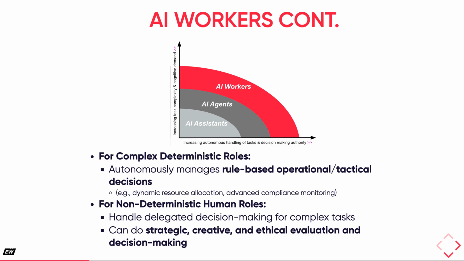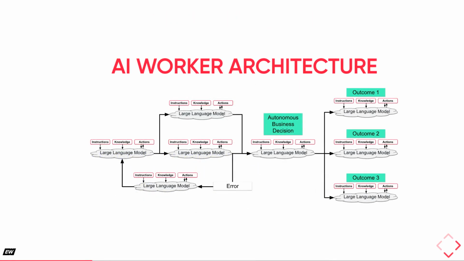For humans engaged in non-deterministic roles, AI workers act as incredibly powerful collaborators. They can handle delegated decision-making for complex tasks and workflows, perform sophisticated scenario analyses, forecasting the potential outcomes of various strategic choices, and propose data-driven solutions. The architecture of an AI worker is, as expected, the most sophisticated. It entails complex workflow orchestration, often involving numerous LLM interactions.